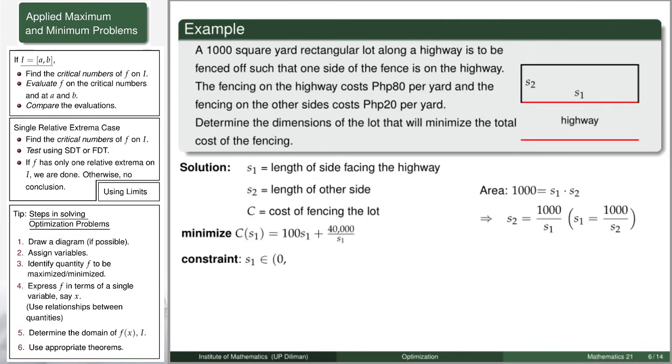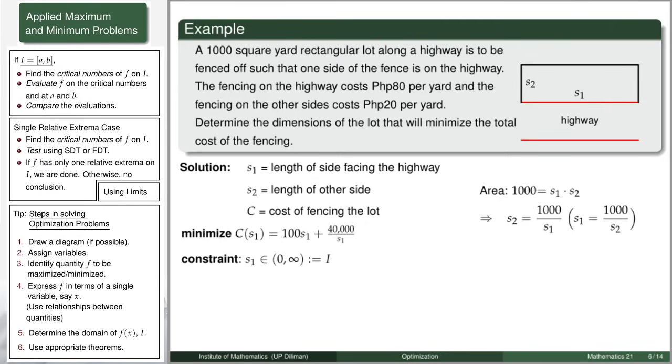So that tells you that S1 will actually go to positive infinity, and it will be okay. Of course, in real life situations, you do not let S1 go to infinity because we have a limited length of road. But at least in this problem, we will be letting it so. Since we now have a function and an interval, we can try to use our techniques of solving absolute extremum to solve this type of problem.